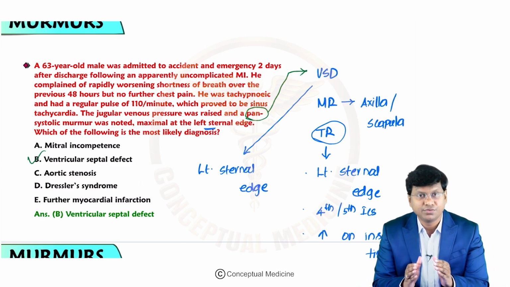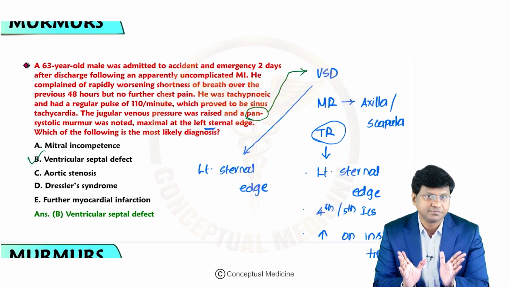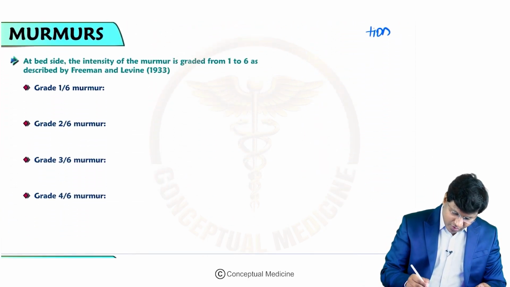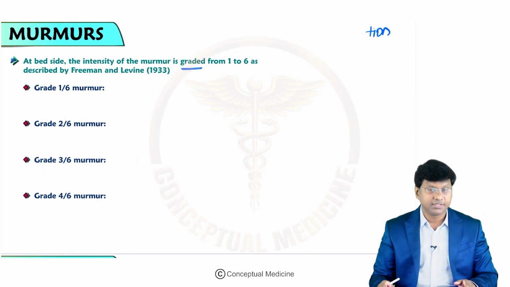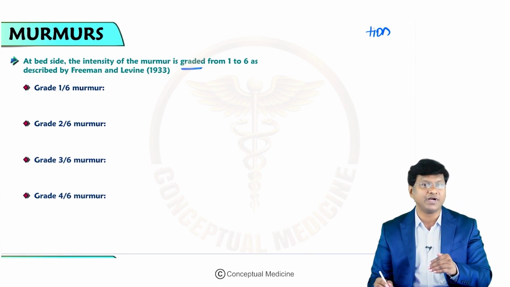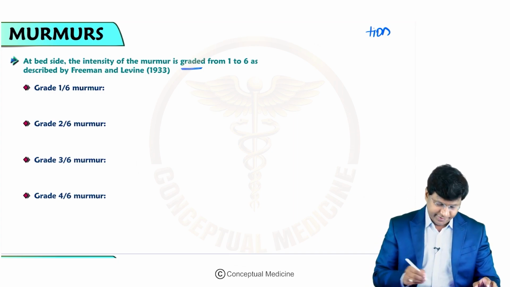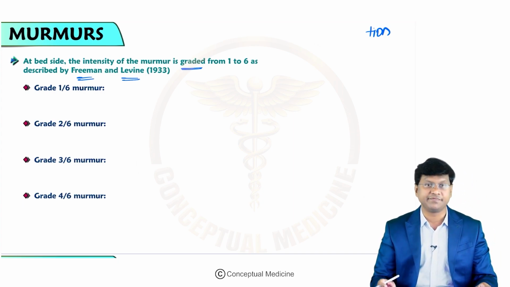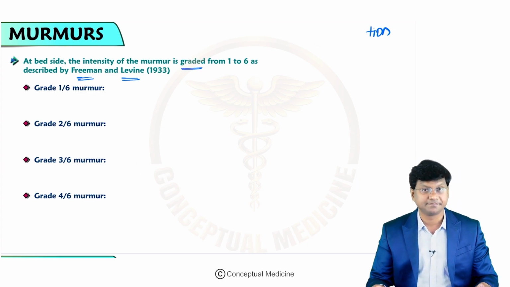But you need to know the grading of the systolic murmurs, right? The intensity of the systolic murmur is graded from 1 to 6. Okay, so the systolic murmurs are graded from 1 to 6, and this particular grading is described by Freeman and Levine. So this is called the Levine classification of the systolic murmur.